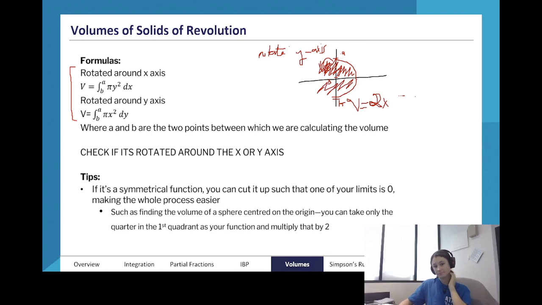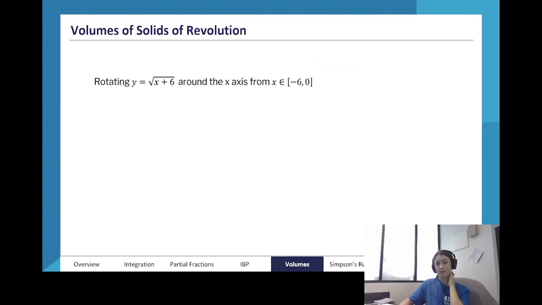Okay, now let's get on to an example. If we are rotating y equals root x plus 6 around the x-axis from negative 6 to 0. So, firstly, check. Which axis is it rotated around? X.